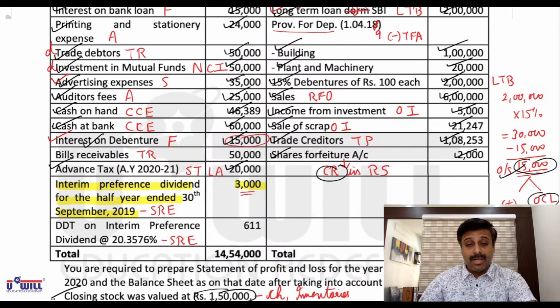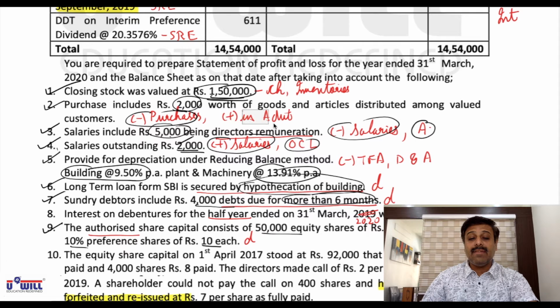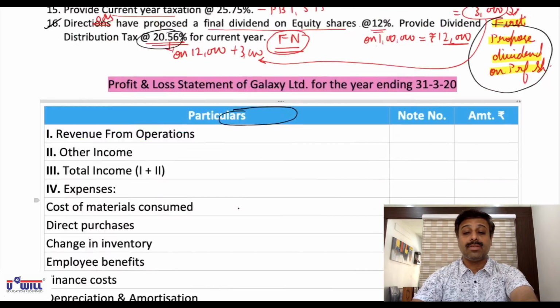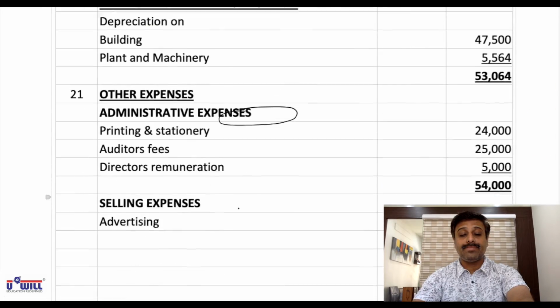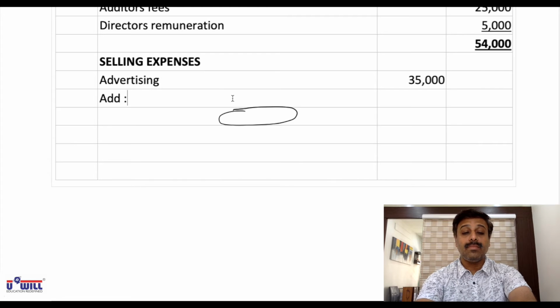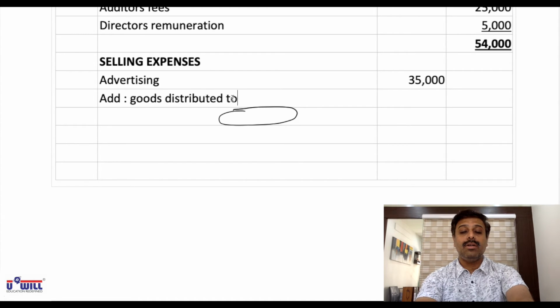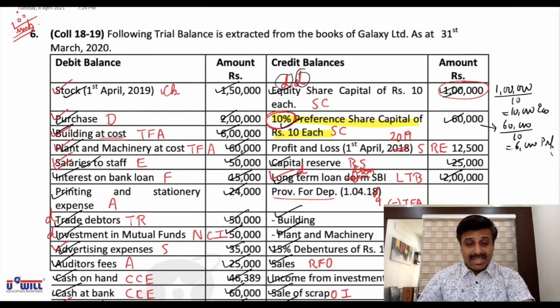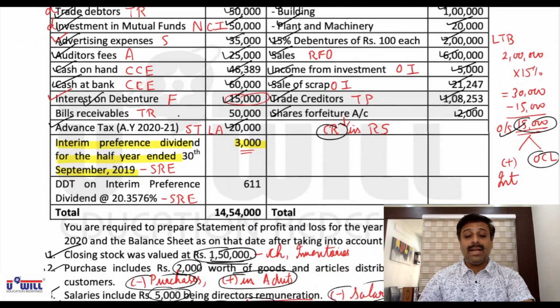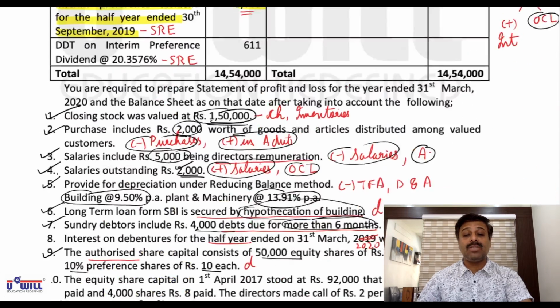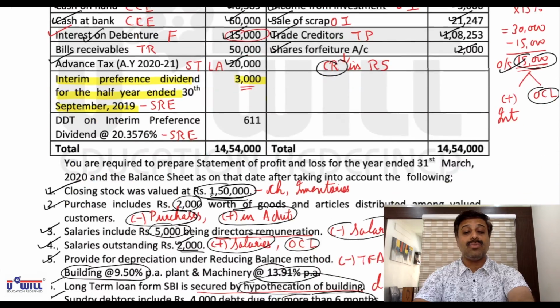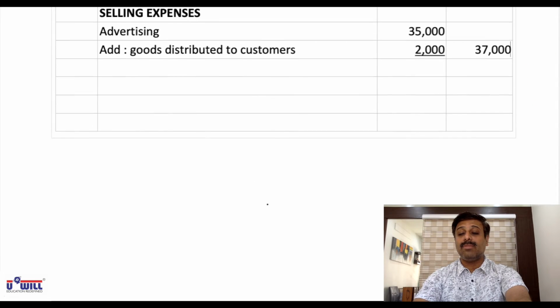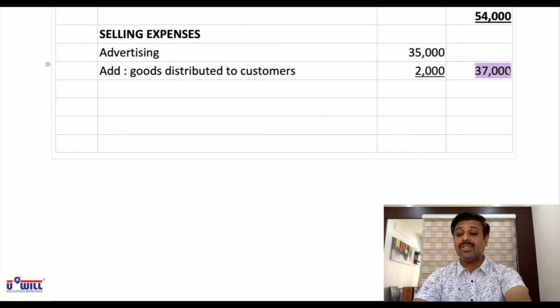What is the adjustment related to that? In advertisement we have to add 2,000 rupees of goods distributed to customers. So we'll add plus goods distributed to customers 2,000, total 37,000. Then do we have any other item marked as S? No other item marked as S, neither in the trial balance nor in adjustments, and there are no miscellaneous expenses also. So 37,000 itself is total selling expenses.